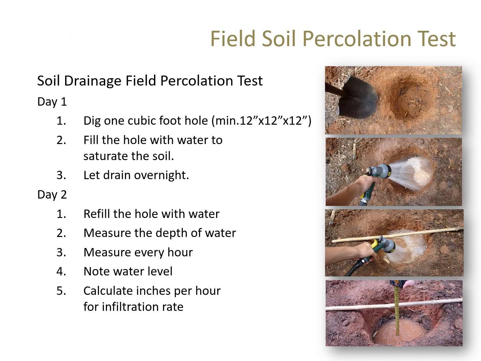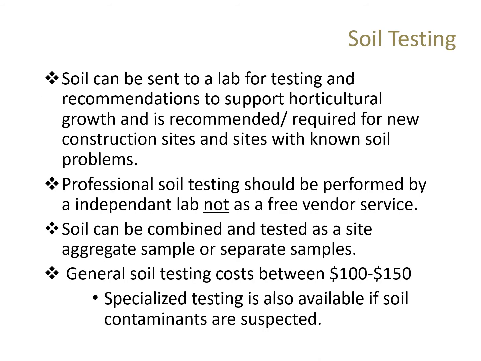If you want to take the extra step of doing a field percolation test, you would dig a 12 inch by 12 inch by 12 inch hole, fill the hole with water to saturate the soil, and let it drain once. That may be overnight. Then you refill the hole with water, measure the depth of the water, and measure every hour how much the water has dropped. It's nice if you can come back and do this a few times and then average out how many inches per hour your soil is infiltrating.